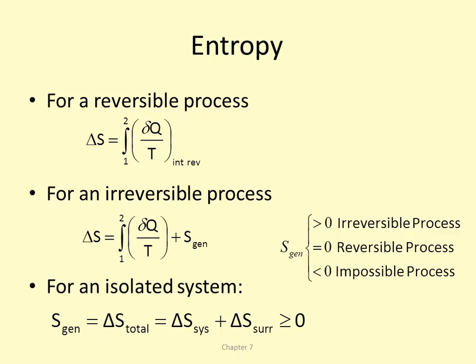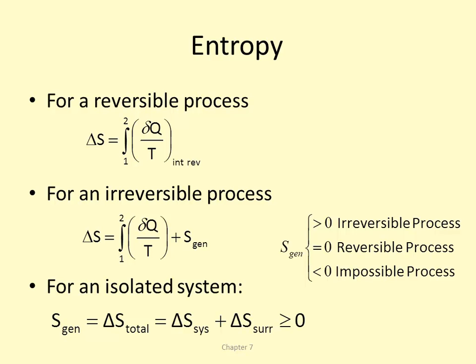So in order for a process to really occur, this entropy generation has to be either zero, if it's a reversible process, and in real life it can come pretty close to a reversible process, or greater than zero for an irreversible process. If this entropy generation term turns out to be less than zero, it's an impossible process. It can't really occur.